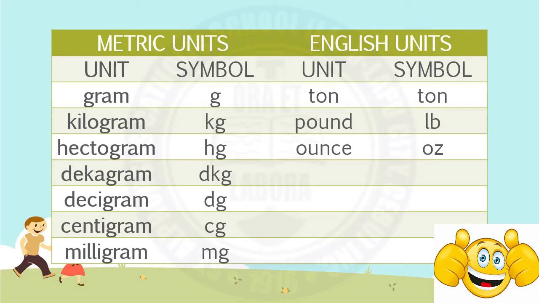Let's go on to English units. Ton, pound, ounce. The symbol for ton is TON. The symbol for pound is LB. An ounce is OZ. Don't forget the symbols, because when we convert the weight of an object, mostly we will use symbols, not the entire name of the unit.